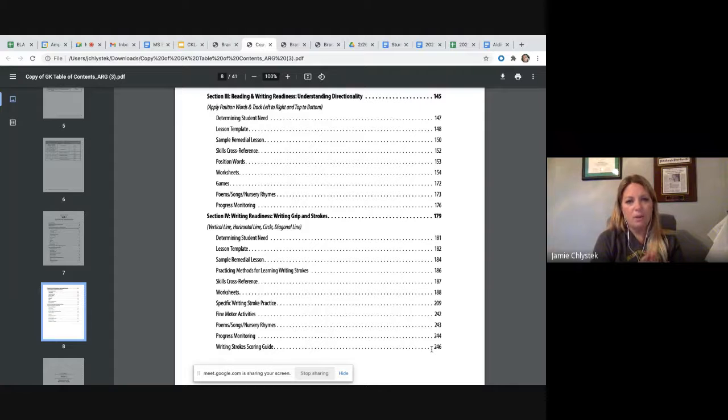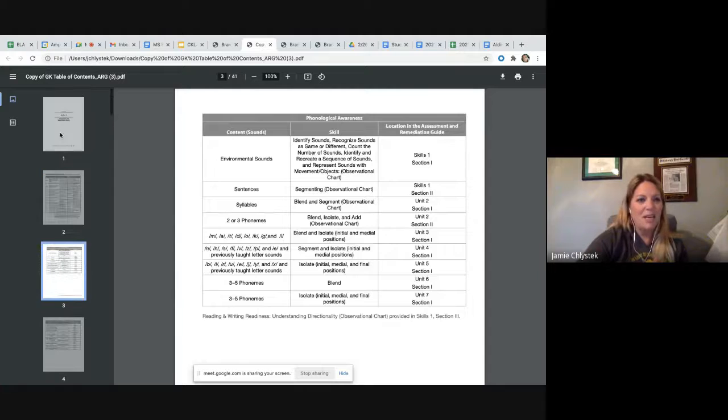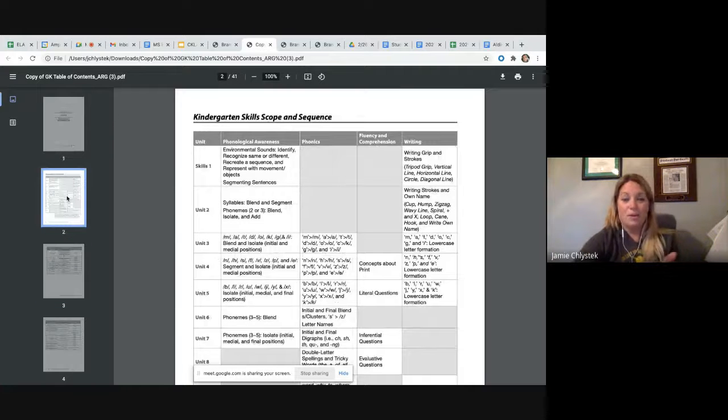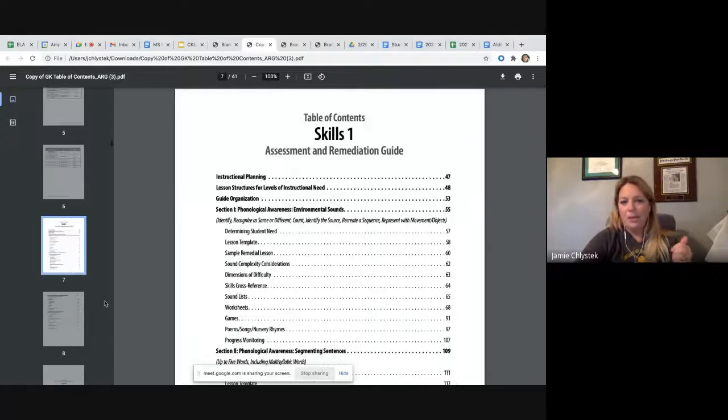So your table of contents for me is always the place where I'm determining where I'm at. I'm determining where I need to be in terms of what specific skills I'm looking for, what unit I'm looking for, if I'm going back, if I'm not staying within the same unit. And then I'm also thinking about what types of materials I need. Am I needing specific lessons?